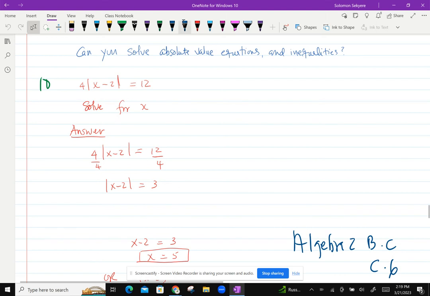Okay, let's press on with some more tips for your Algebra 2, Algebra 1 math, and the SAT math. Let's deal with some absolute value equations and some inequalities.